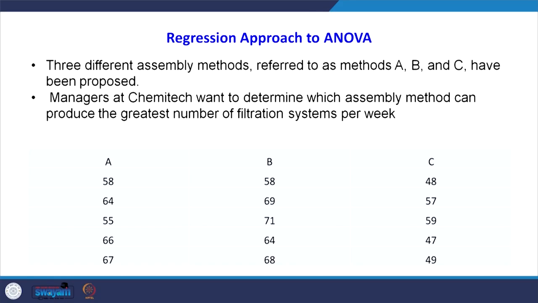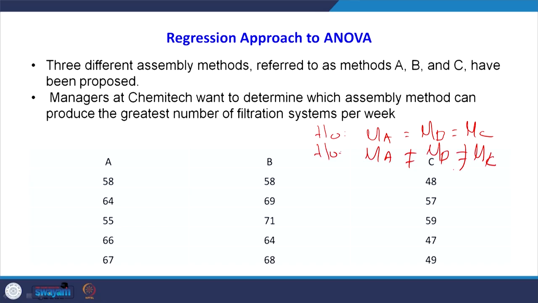So, in ANOVA, generally the null hypothesis is, I am writing here, mu A equal to mu B equal to mu C. That means the mean of the products assembled through method A is equal to the mean of the products assembled by method B, equal to the mean of the products assembled by method C. Obviously, the alternative hypothesis is mu A not equal to mu B not equal to mu C.